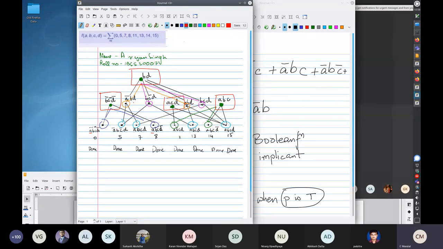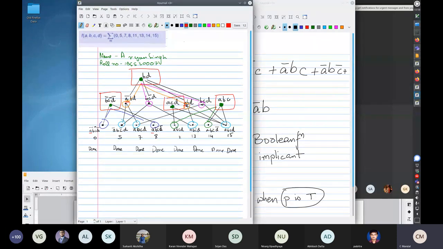So for example, this one is also not a prime implicant. Why? Because you have been able to drop a here again. So this one and this one, if you look at this, you could drop a here again to get bd. So a bar bd is not a prime implicant because you have been able to drop a, because there was another term, abd. So you have been able to join a bar bd with abd to get bd. Okay, so that's why a bar bd is not a prime implicant.